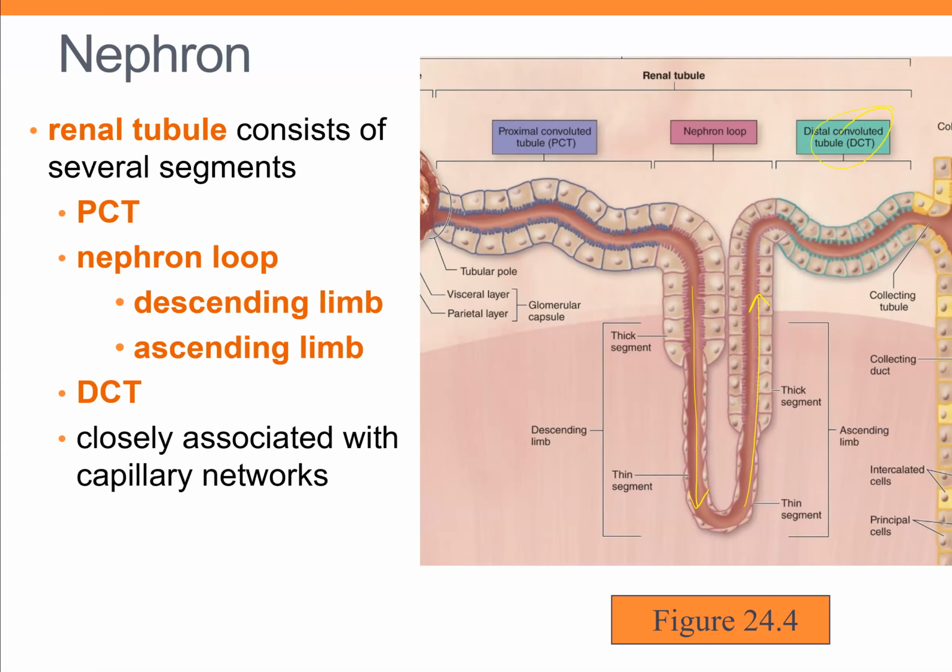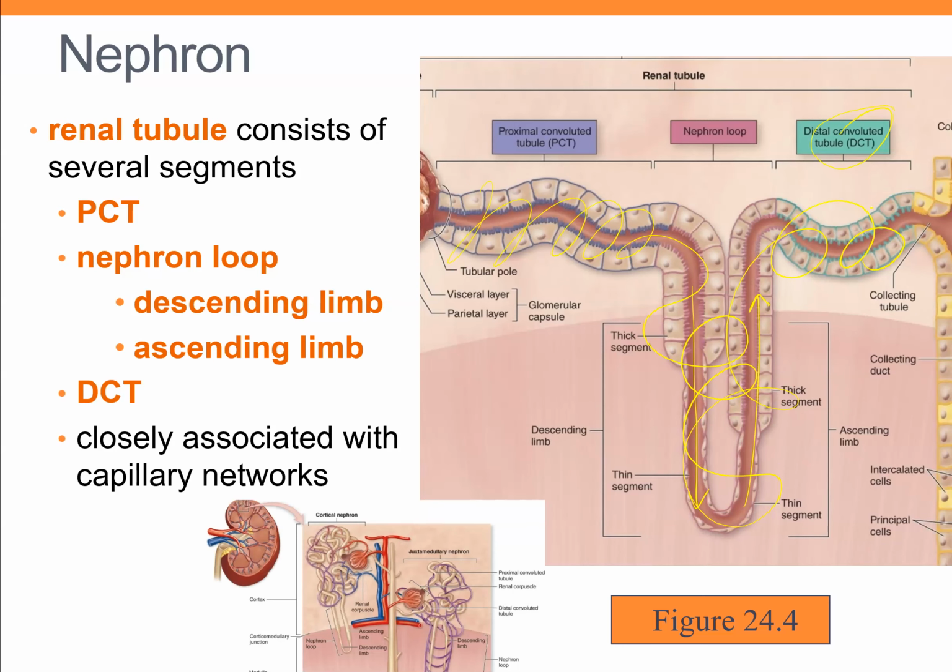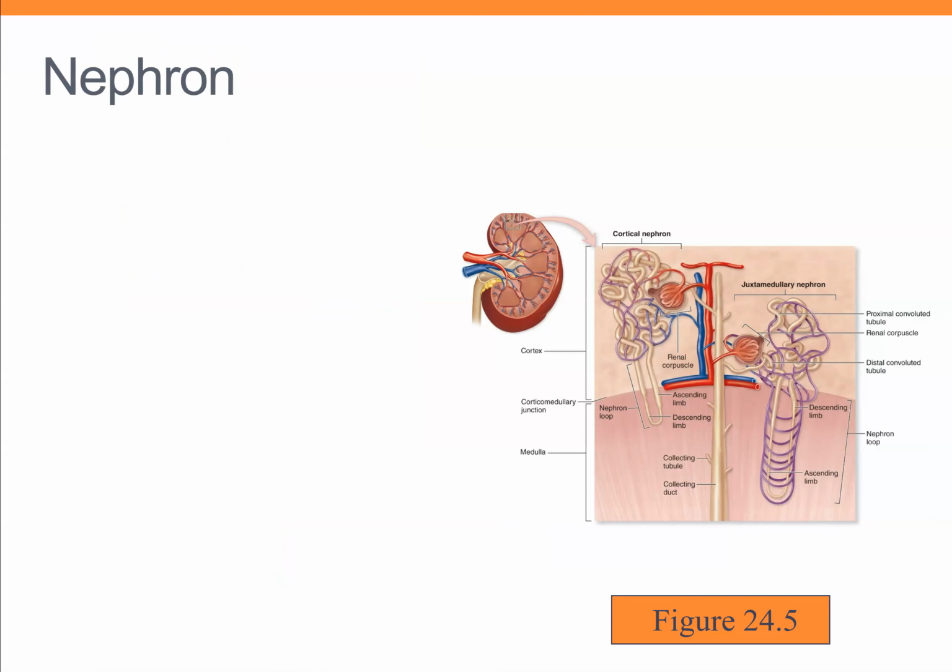You've got a whole bunch of capillary networks that are going to be wrapping around all of these things, and you'll see those in some other pictures, kind of like this. So we'll get to those in just a minute, but those are real important for these processes of secretion and reabsorption along the length of the renal tubule.